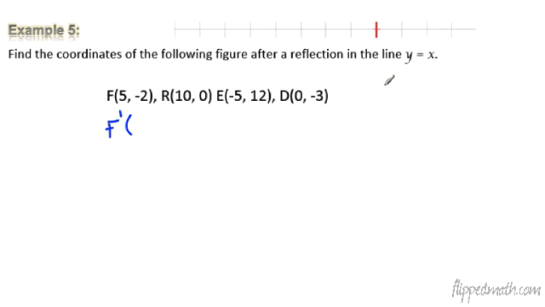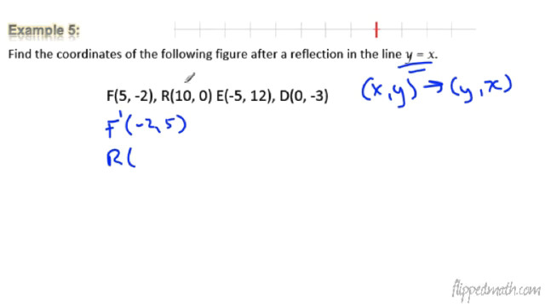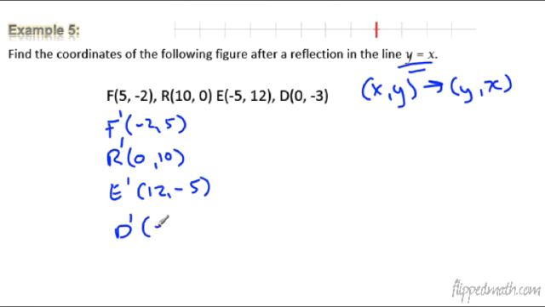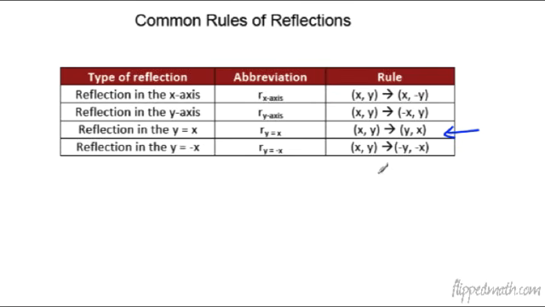All right, so I'm going to write the rule down there so I can look at it. It always helps to look at stuff. xy goes to yx. All right, that's the rule for reflecting in the line y equals x. So 5, negative 2 would go to negative 2, 5. All right, what about R? 10, 0. R prime would be at 0, 10. Okay, what about E prime? 12, negative 5. And D prime is negative 3, 0. And we're all done. I mean, that's how you do that one. You just have to know that for some lines there is a rule. The x-axis, the y-axis, y equals x and y equals negative x.